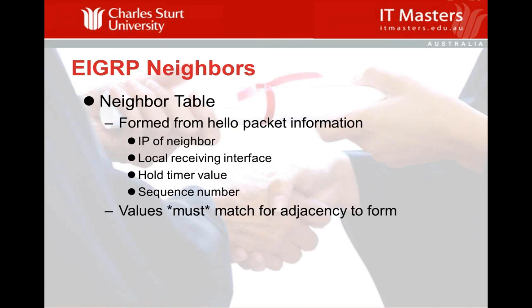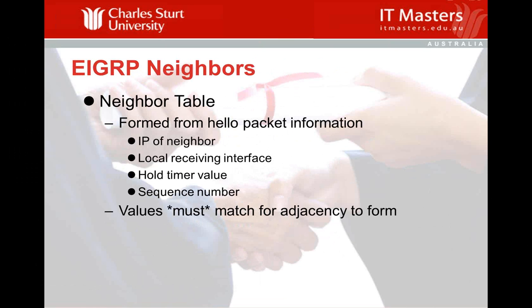Okay, so neighbor table. So how do we construct it? The neighbor table is formed from the information within hello packets. And these contain the IP address of the neighboring router, so whoever sent the hello packet, the local interface that received the neighbor's hello packet, the hold timer value, which is interesting because it doesn't care about it, and a sequence number, which indicates the order in which the neighbors were learned.